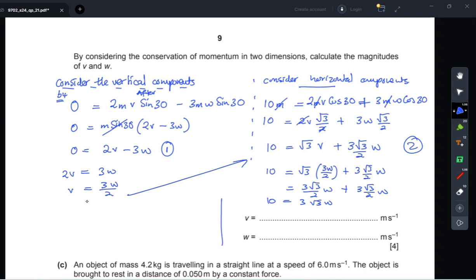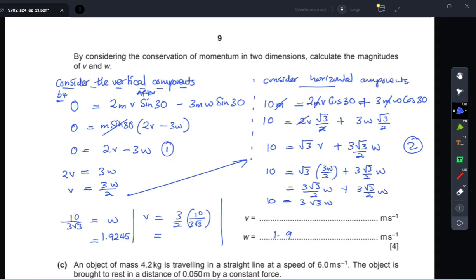Right, my space is no longer enough, I'm going to come down here. So dividing 10 by 3 root 3, we get w, and then v will be equal to 3 over 2 times 10 over 3 root 3. Simplifying these, what do we get? The first one is 10 over 3 root 3. I am getting 1.9245, which is approximately 1.9 meters per second.